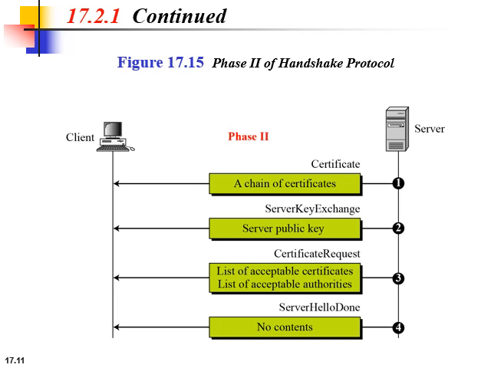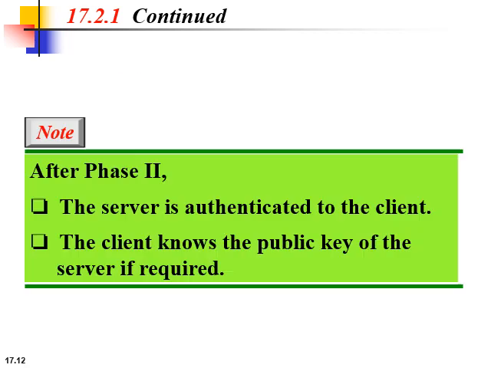There can be many combinations possible in which the server can send these. So in order to authenticate itself to the client, that yes, it's me, the server that you sent the request to, it is sending every data so that it can authenticate itself to the client. So after phase 2, the server is authenticated to the client and the client knows the public key of the server if required.